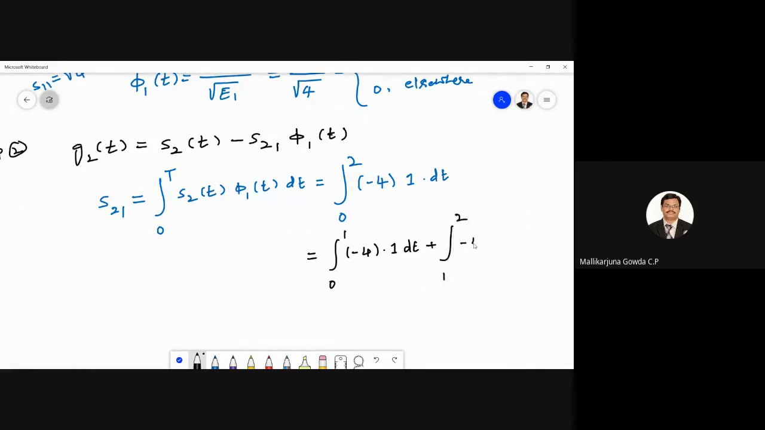The value of S2 of t is -4, but the value of pi 1 of t is 0 into dt, right? So this becomes 0. So this is -4 into 1, which is -4. Is that fine? Yes. Thank you. So this is my S21.